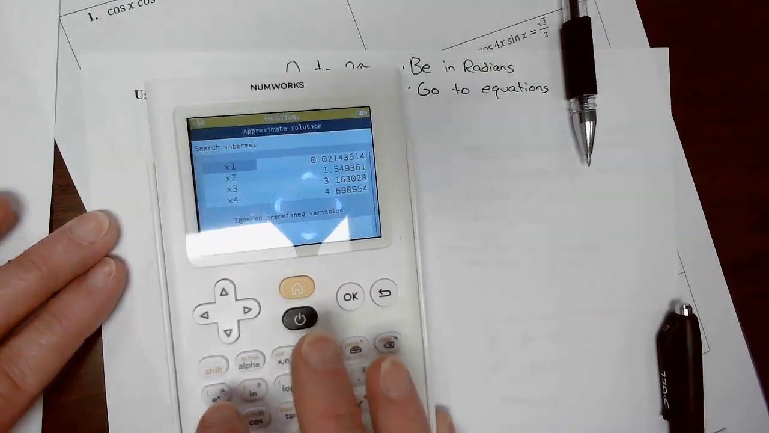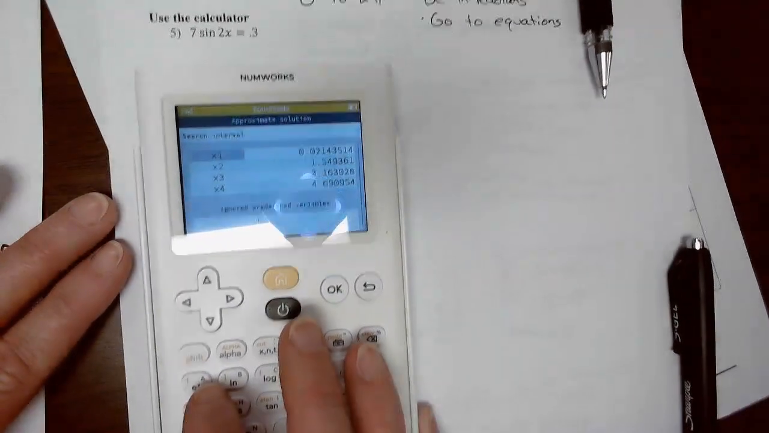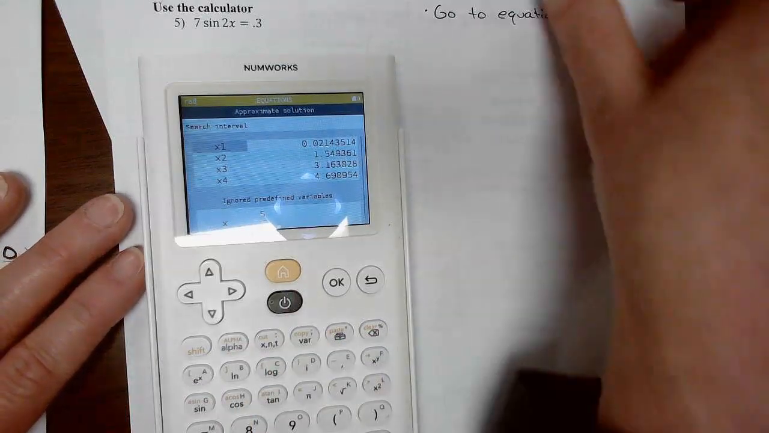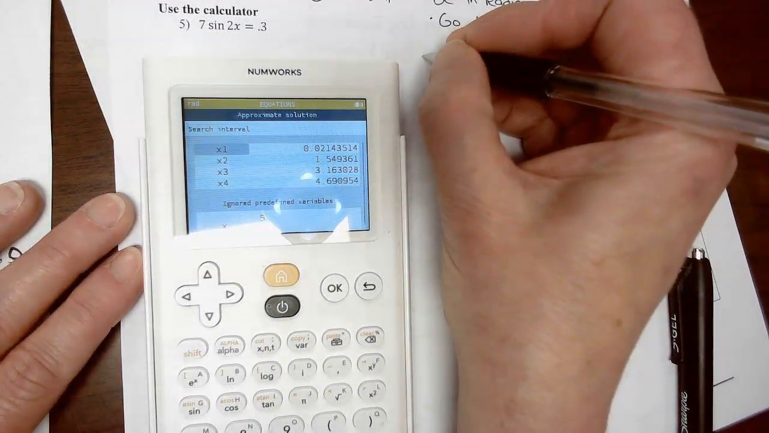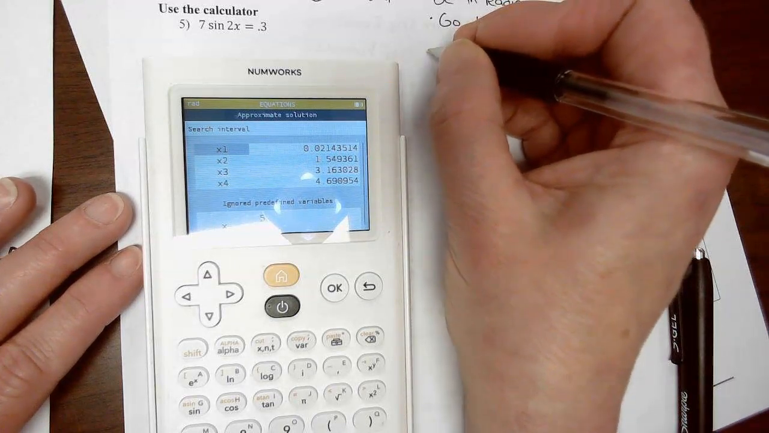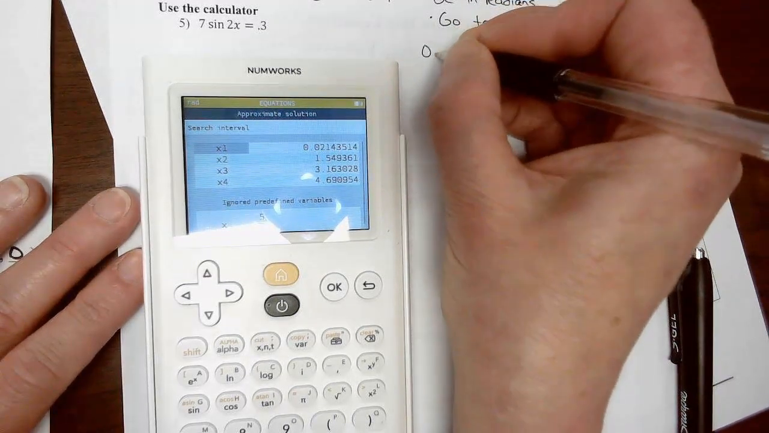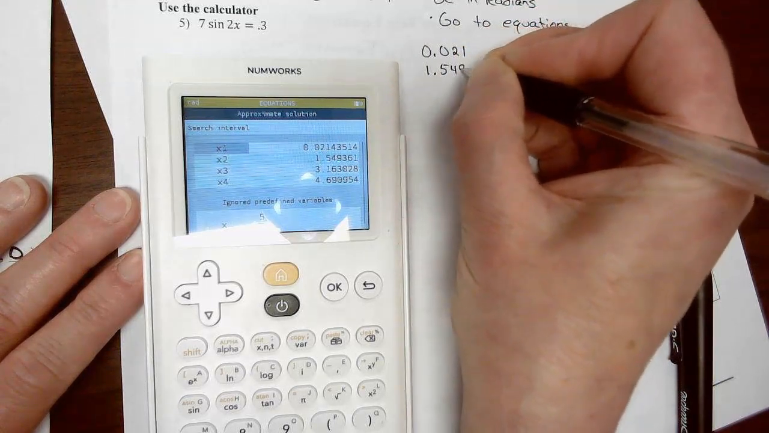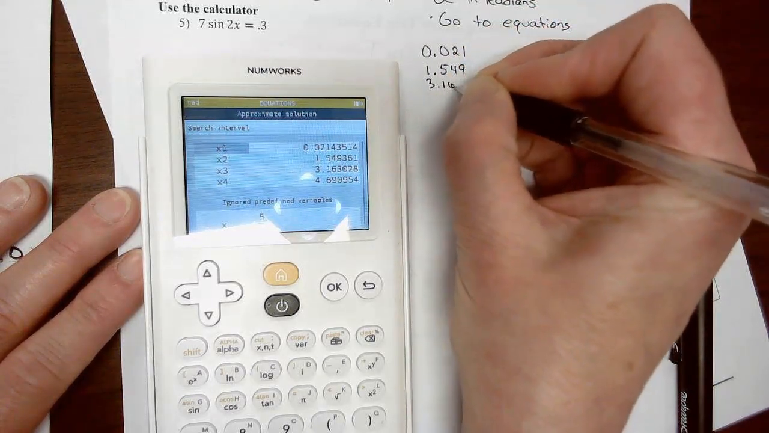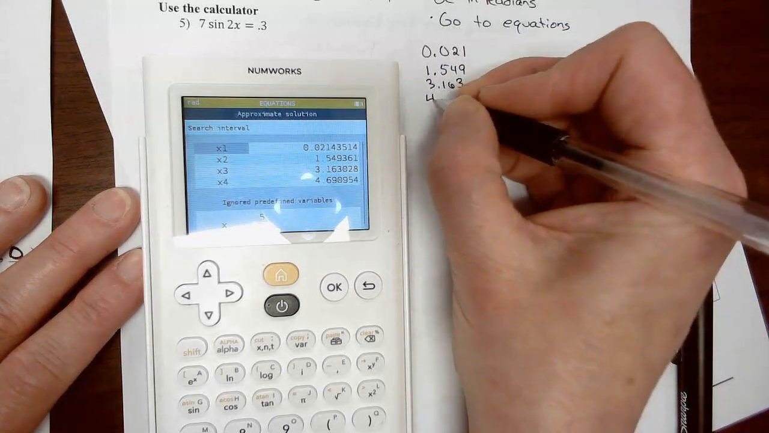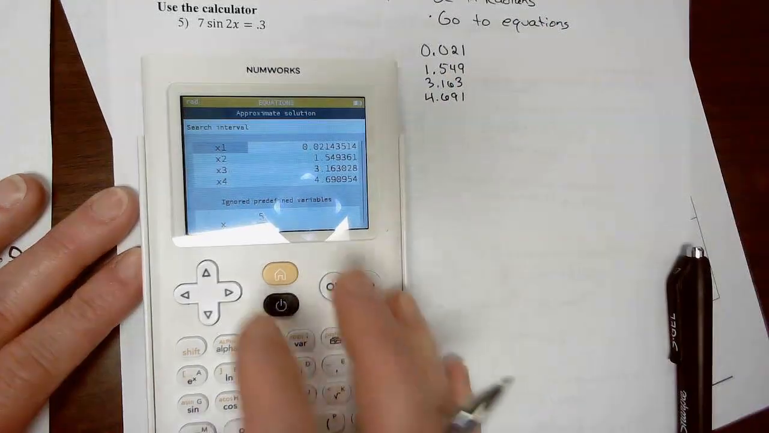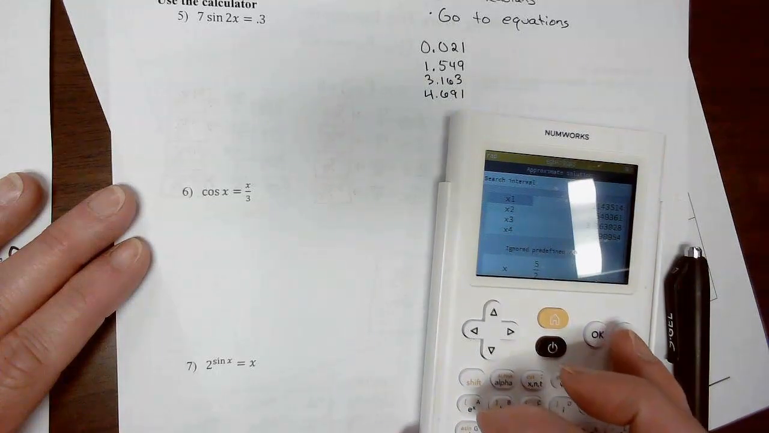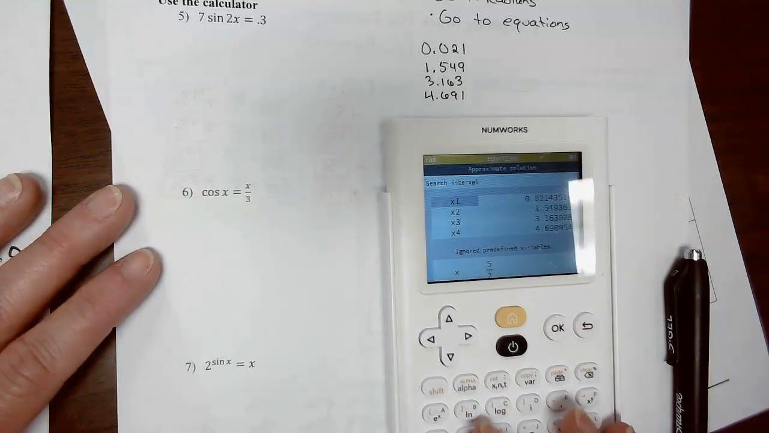And it gave me 4 answers. It makes sense that it would give me 4 answers because there was a 2x there. I would go at least 3 decimal places, so 0.021, 1.549, 3.163, and 4.691. And that's all you have to do on each one of these.